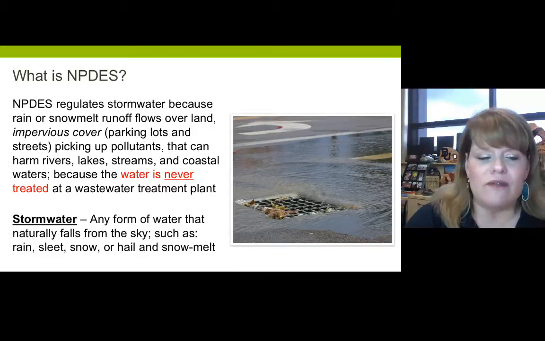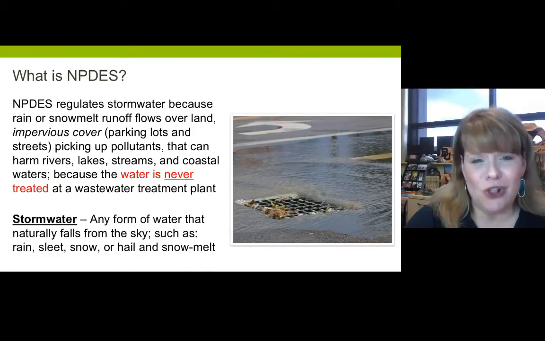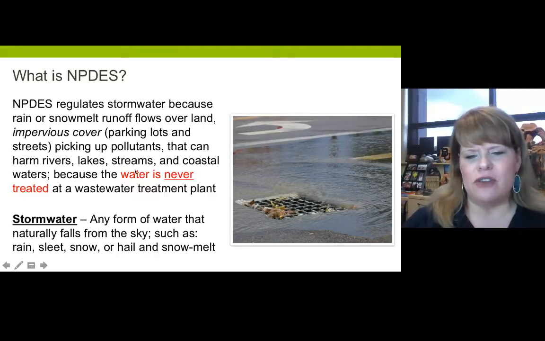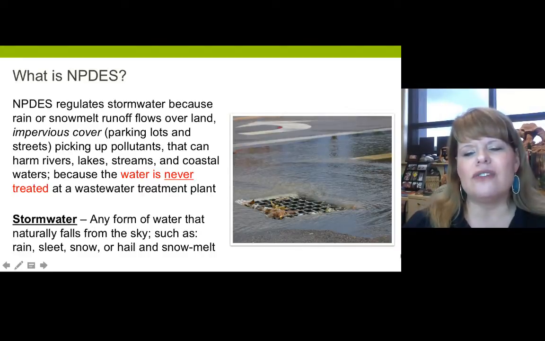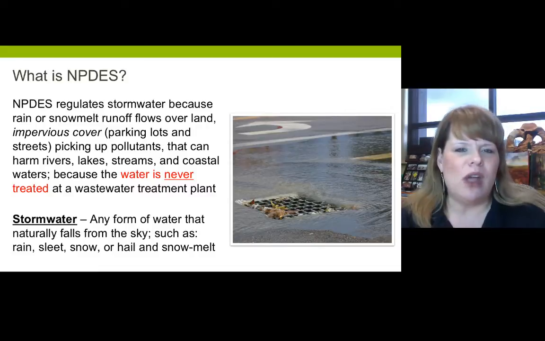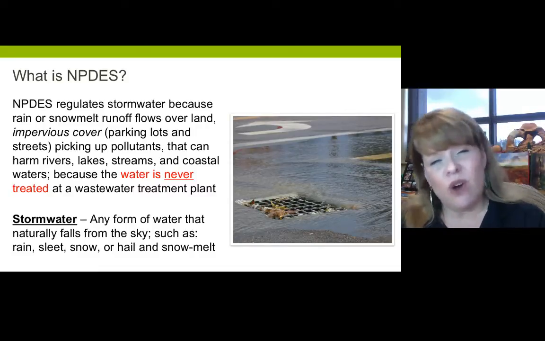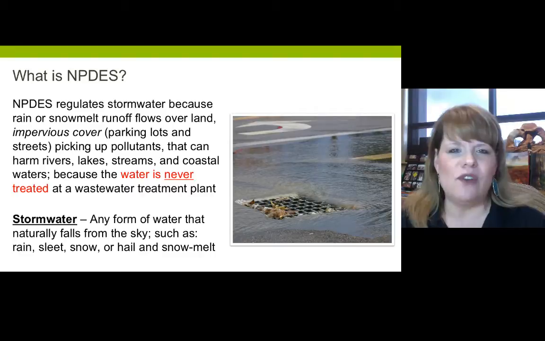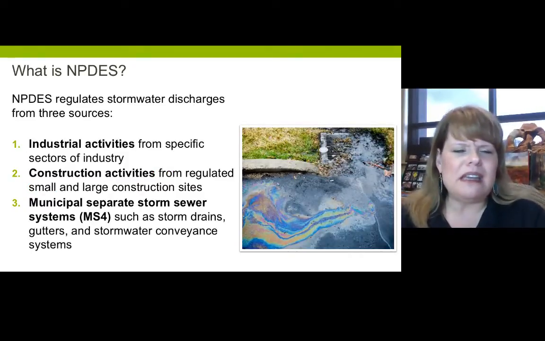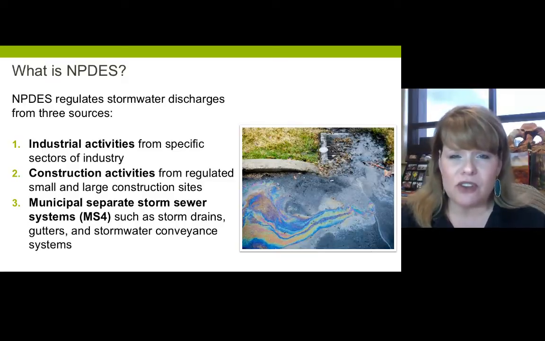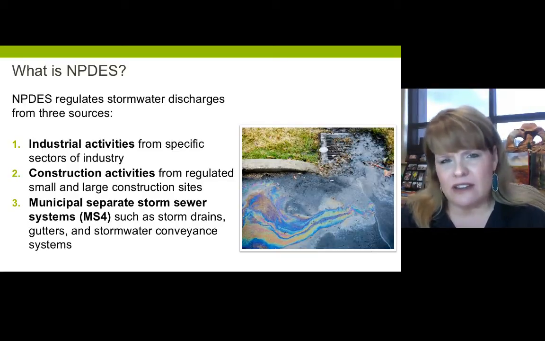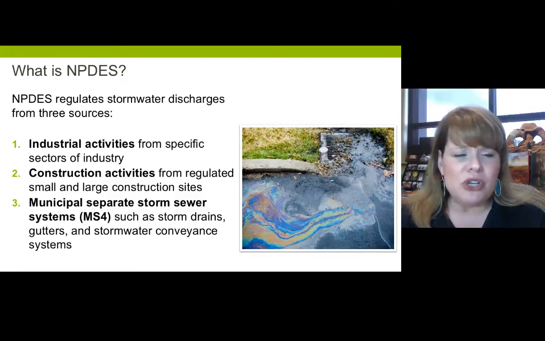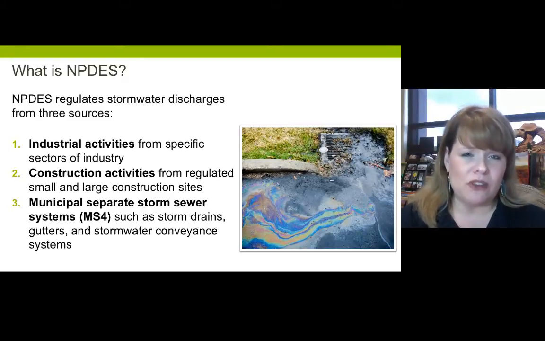It's any form of water that naturally falls from the sky, including and such as rain, sleet, snow, or hail or snow melt. So this should look familiar to you. You've all seen storm drains and inlet structures and so forth where water drains or a ditch when it rains. Those are intended for rainwater only, not for trash, not for dumping of sewage, not for anything else. They're strictly there for flood control. So NPDES regulates stormwater discharges from 3 specific sources. Number 1, from industrial activities where something's manufactured. Number 2, from construction activities where the ground cover is removed and sediment is exposed while something's being built.